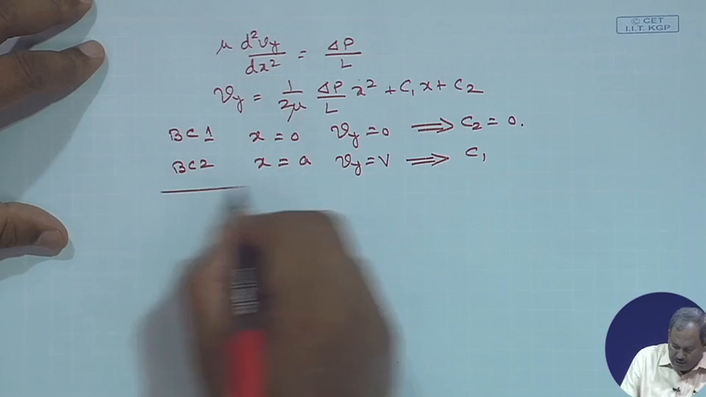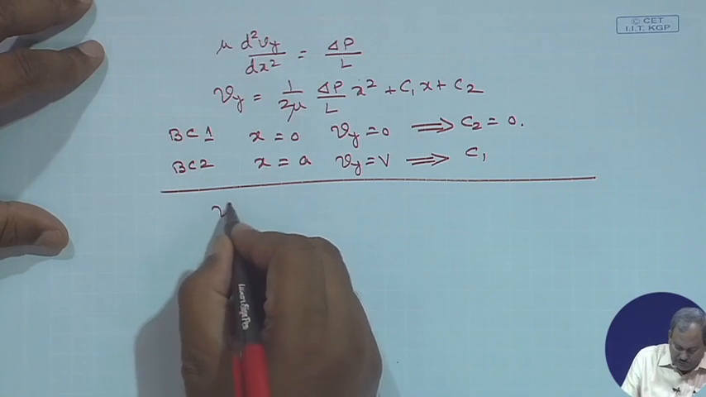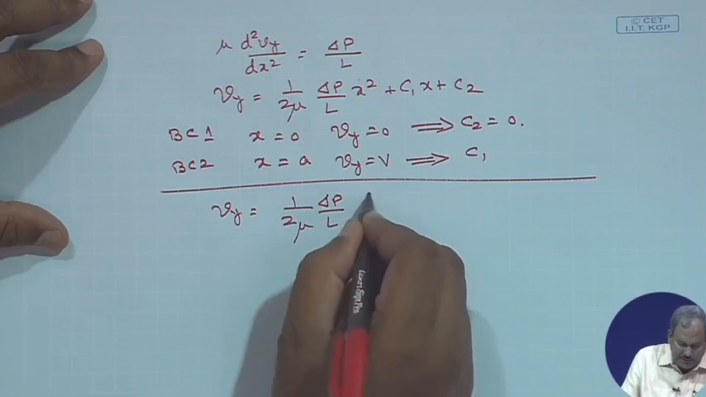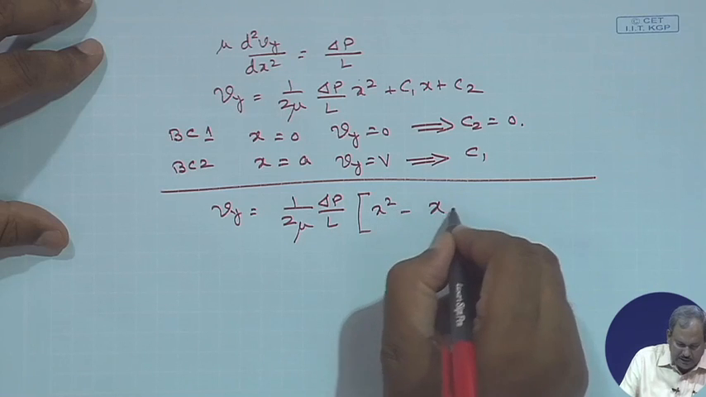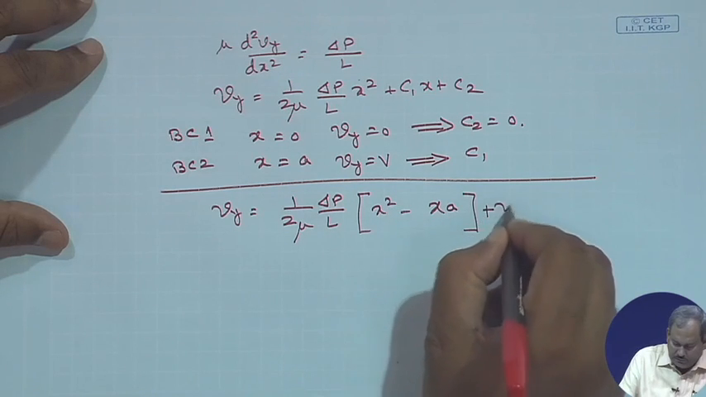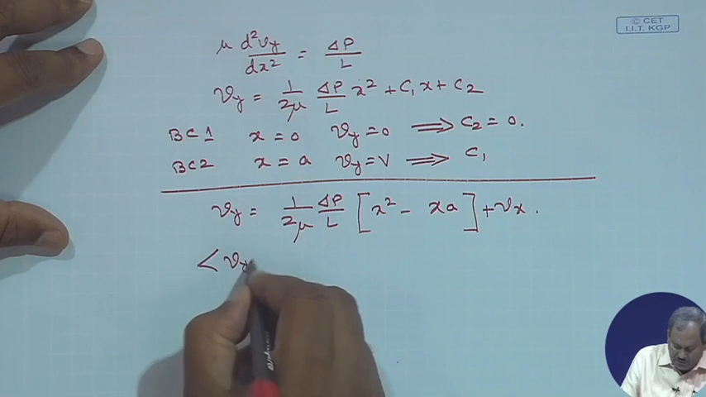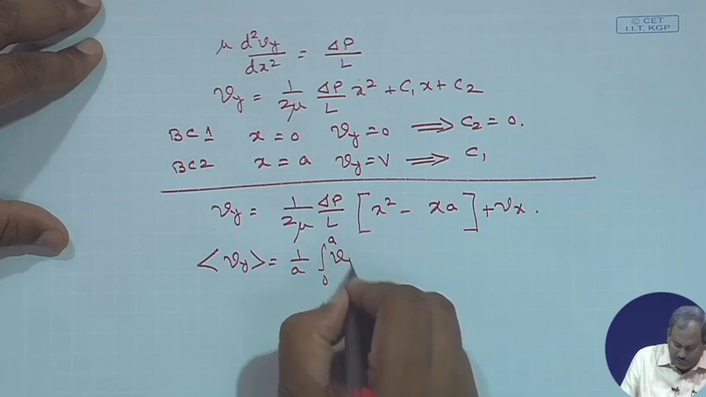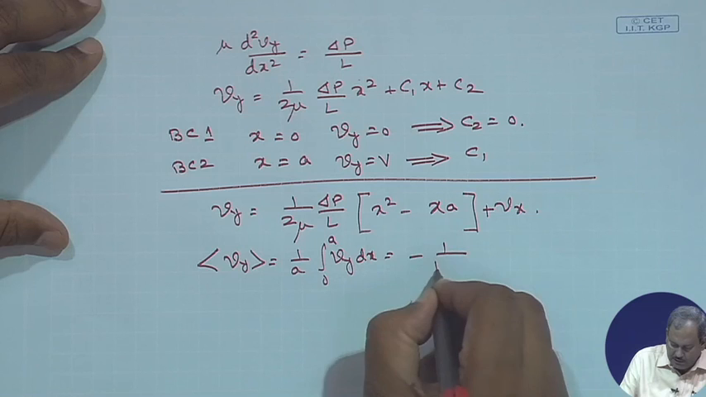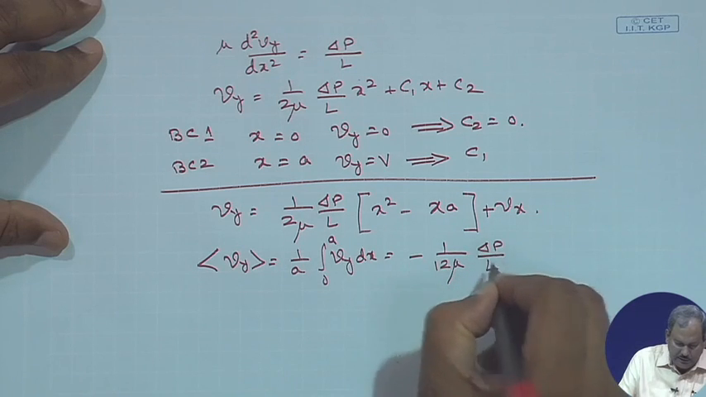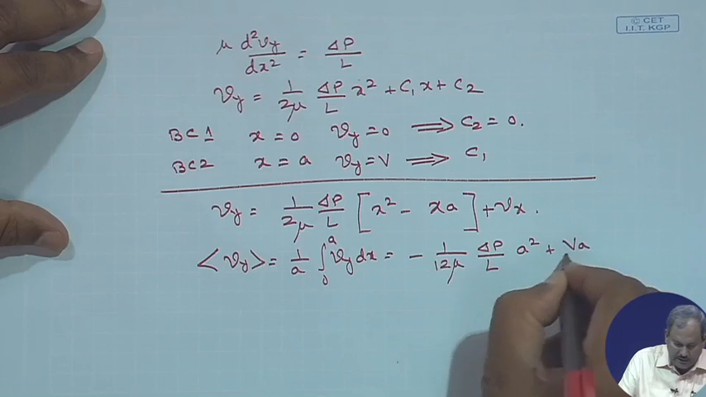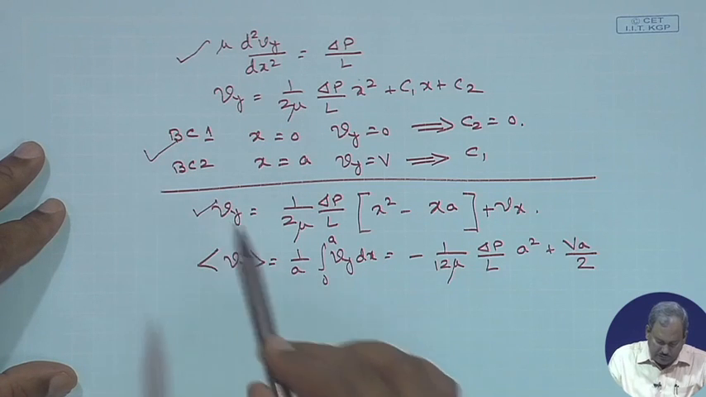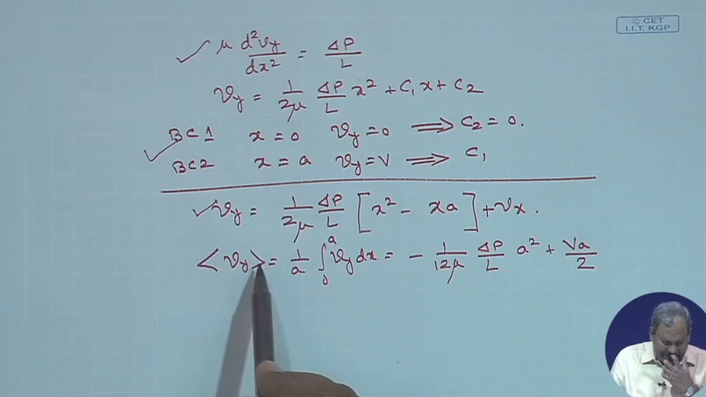I will not do everything in this part. You should check on your own that the expression for velocity would turn out to be delta P by L x square minus x a plus Vx, and the average value of the velocity, which is nothing but 1 by a integral from 0 to a of Vy dx, would turn out to be minus 12 mu delta P by L a square plus V a by 2. So, the governing equation and boundary conditions should give you the local velocity and the average velocity.